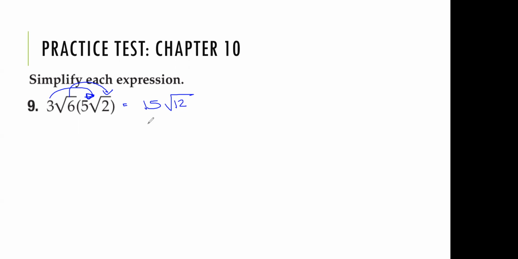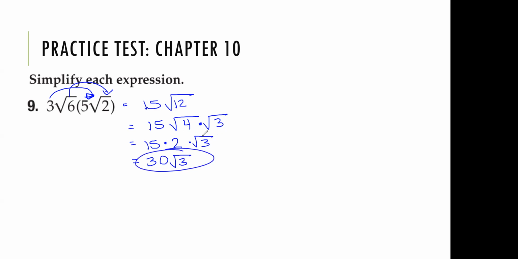Now I can break down the square root of 12, because one of the factors of 12 is a perfect square. 4 times 3 is equal to 12, and 4 is a perfect square. So the square root of 4 is 2, and then I'm still multiplying by the square root of 3. So 15 times 2 is 30, and then I still multiply by the square root of 3, and that's as far as I can go, okay?